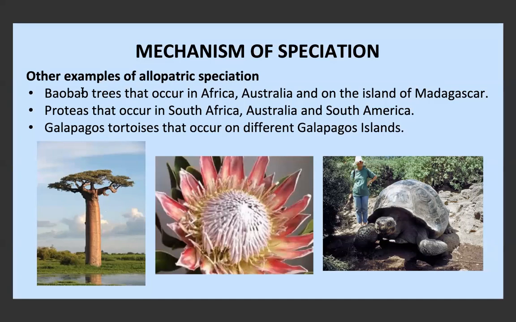Other examples are proteas that occur in these different areas, and the Galapagos tortoises that, same as the finches, occur on the different Galapagos islands. So this allopatric speciation is, as we said, the most common example of speciation. There is also sympatric speciation, which will be covered in a separate video.